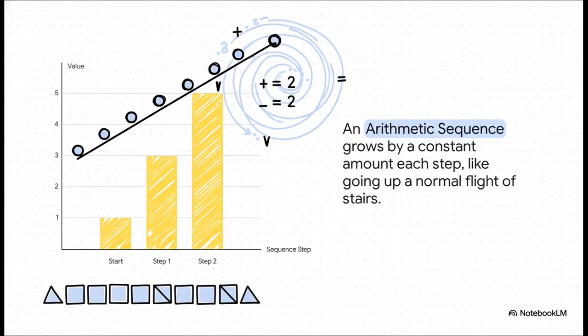So here's what that steady arithmetic growth actually looks like. If we start at 1, and our rule is add 2, we get a perfectly predictable linear increase. We go 1, then 3, then 5, then 7.